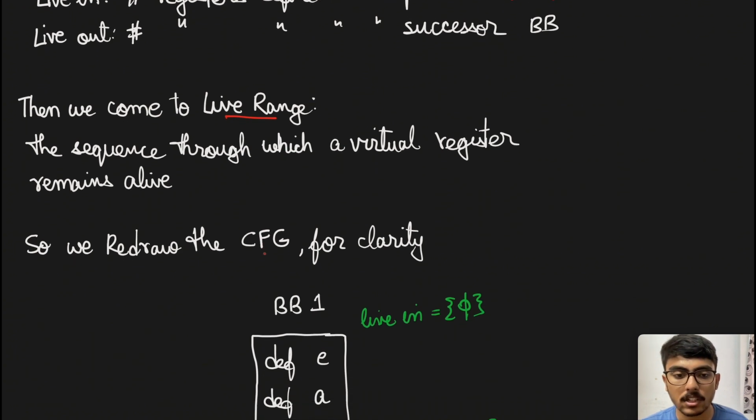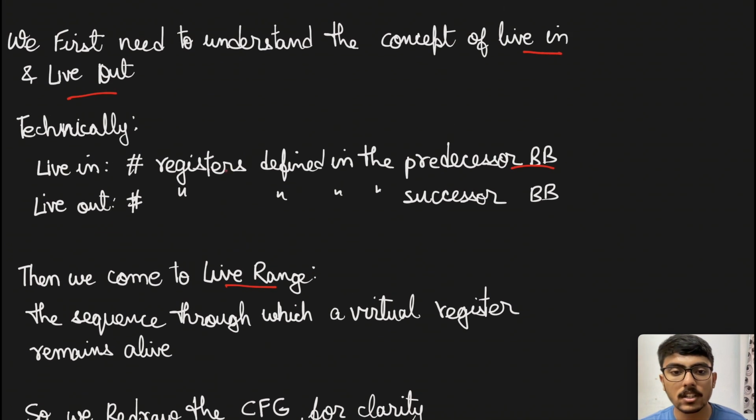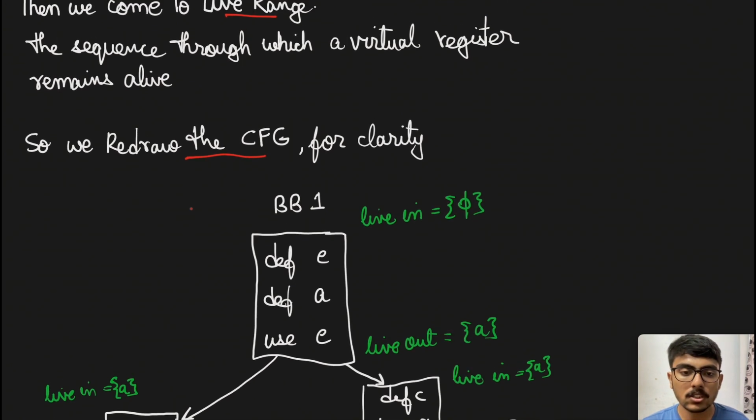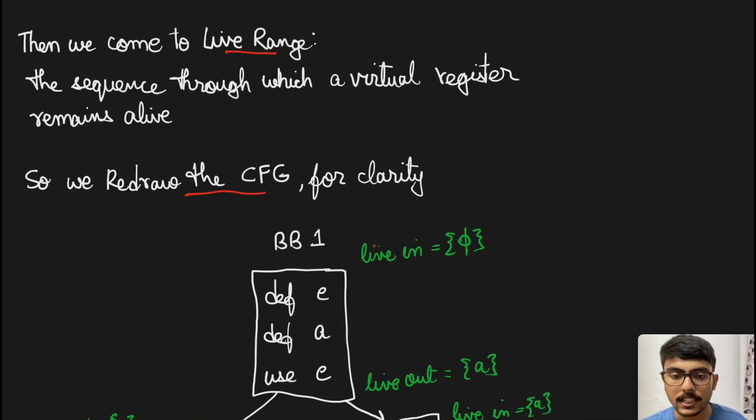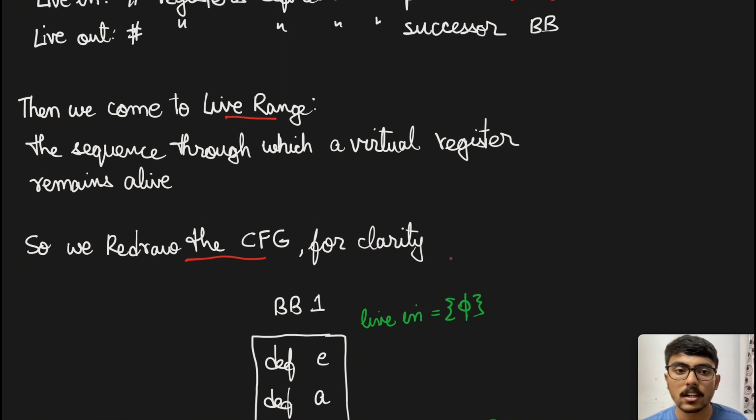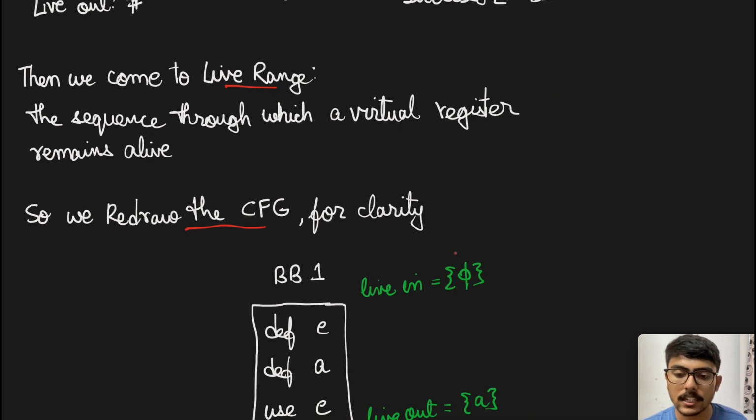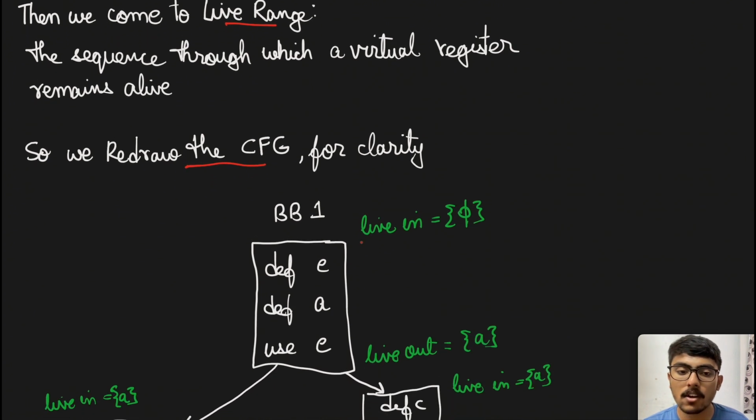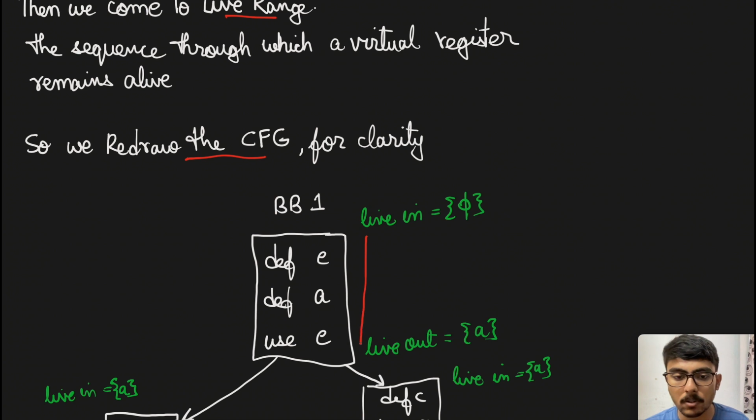Then we can redraw the graph. We can use these definitions and try to calculate the live in, live out and live range for the variables. So this is basic block 1, and in basic block 1 we saw there was no register previously occupied, because this is the start of our program. So there are no registers needed before this, right? Once we pass through this particular basic block, then we have live out A. So why this live out A?